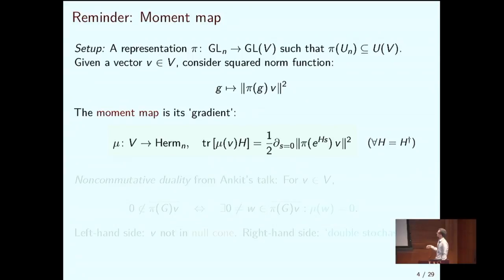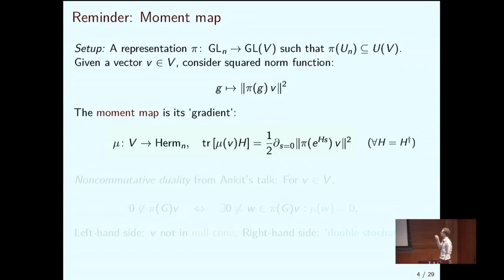Now, the object that Ankit considered was, given a vector, we look at the squared norm function, and we think of it as a function of the group element. Given a group element, we study this norm squared. And then the moment map was just a gradient.